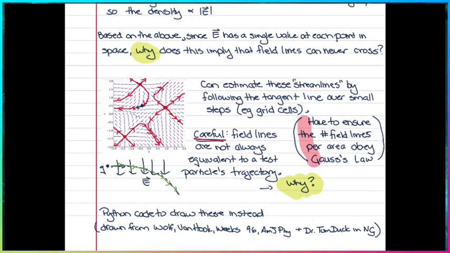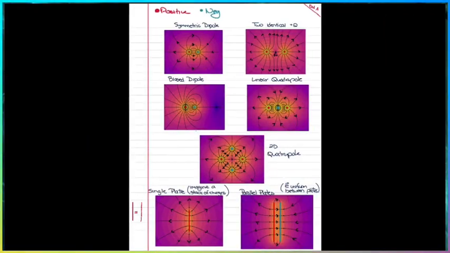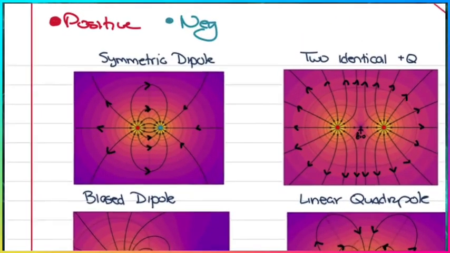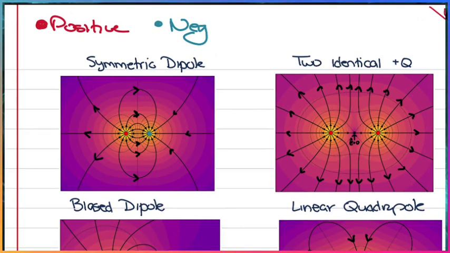So again, it'd be nicer just to have a computer do this. So I wrote some Python code to draw these streamlines for an arbitrary set of charges. I drew it from an American Journal of Physics paper on drawing streamlines or field lines, and some Python code from this professor, Dr. Tom Duck in Nova Scotia. So thank you, Tom. But then you can do streamlines of any set of charges that you have.